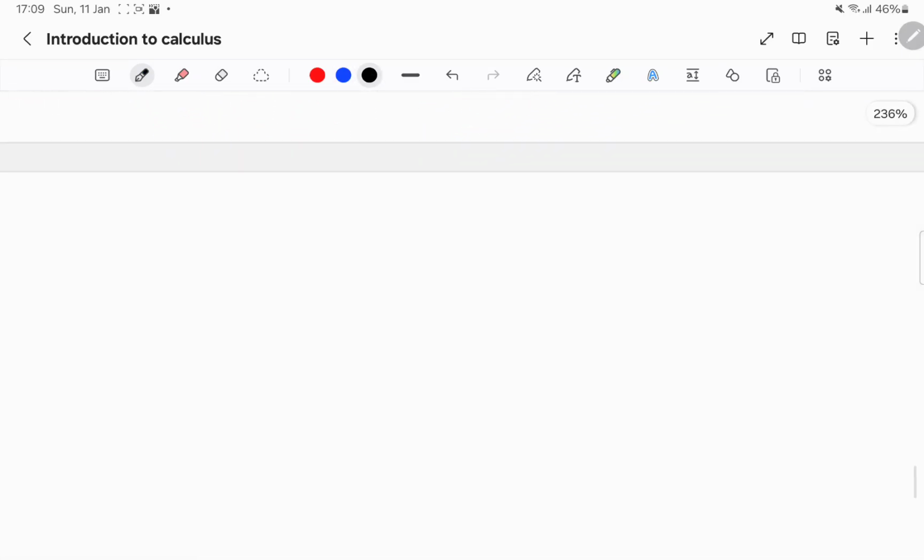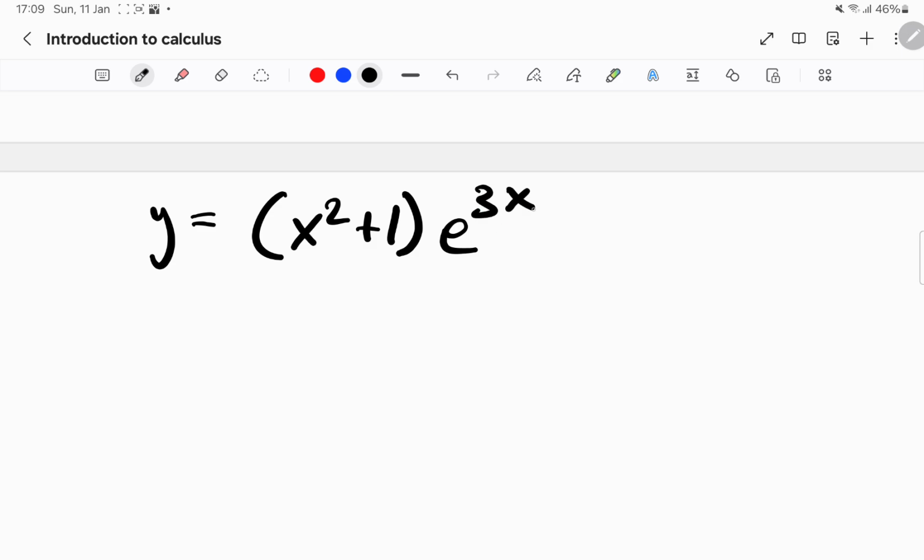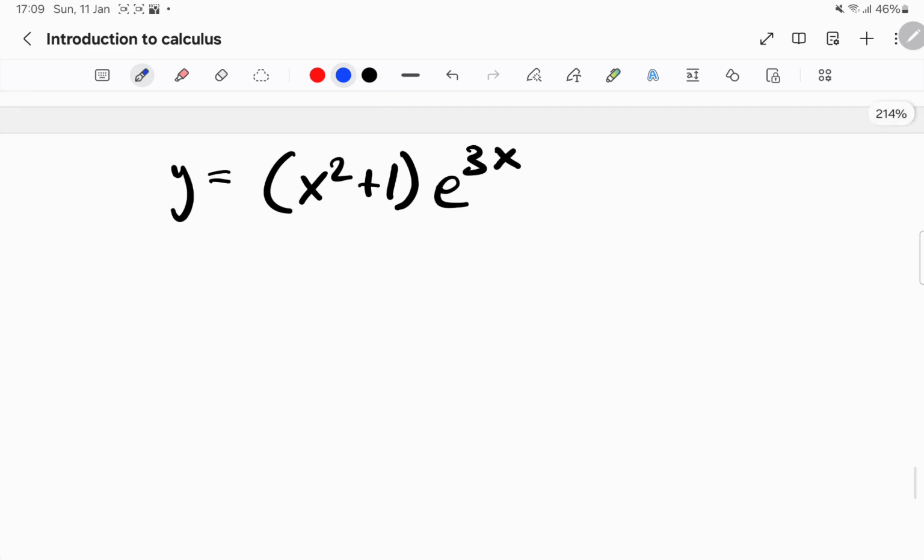Now, our last example for the lesson. Let me just find it. There we go. I have all the questions written down on paper. x squared plus 1 times e to 3x. Okay, this is the hardest example of the lesson. So we take x squared plus 1 as u, and e to the 3x is v.